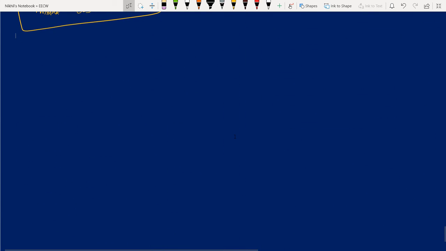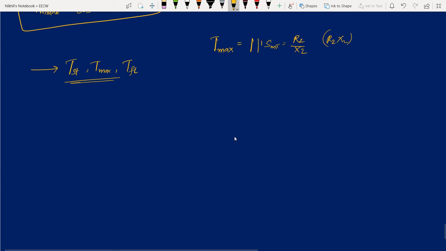Okay, now we will see some relationships between the starting torque T_st, T_max and full load torque T_FL, all these things. Before that, we will find out what the T_max equation is. Assuming that only rotor side parameters are considered, T_max occurs when s_mT is equal to R2/X2. That is, only rotor parameters are considered; stator parameters are neglected.